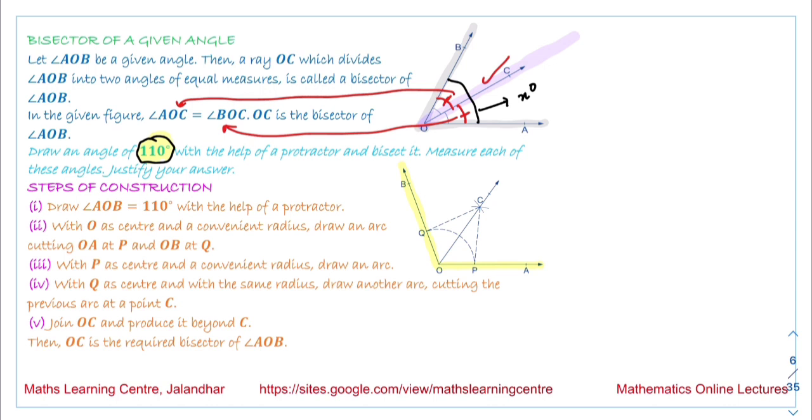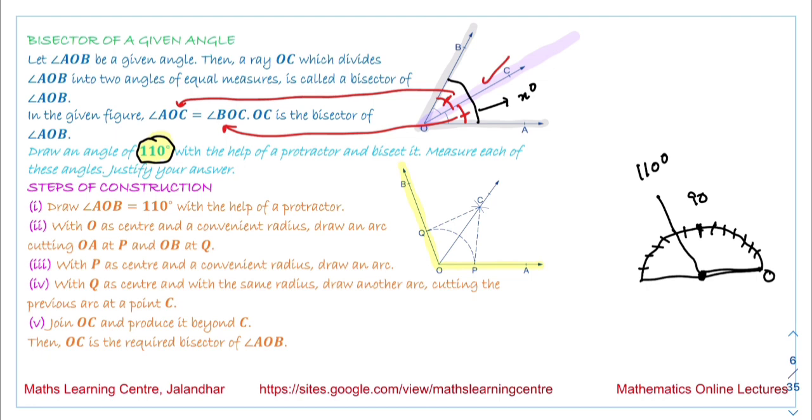Protractor means we will keep the protractor like this at this point. Then this angle will be 0, this angle will be 90. Likewise we will have markings of angles over here, and we will get some angle over here, it is 110 degrees. So now we have this angle and we have to draw the angle bisector with the help of a compass.